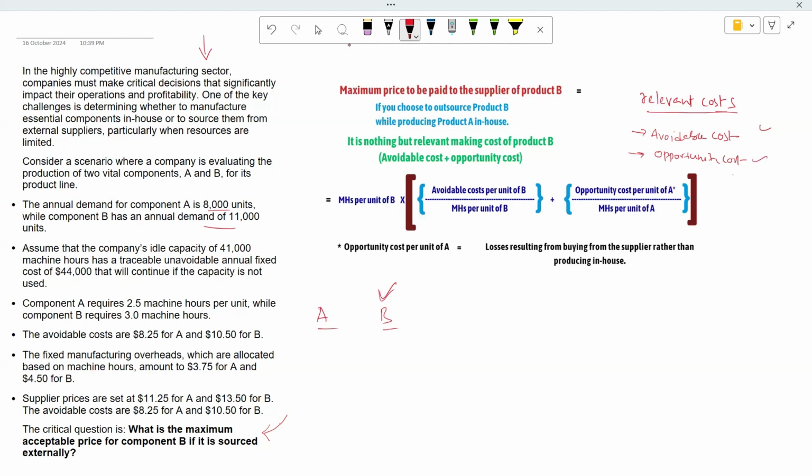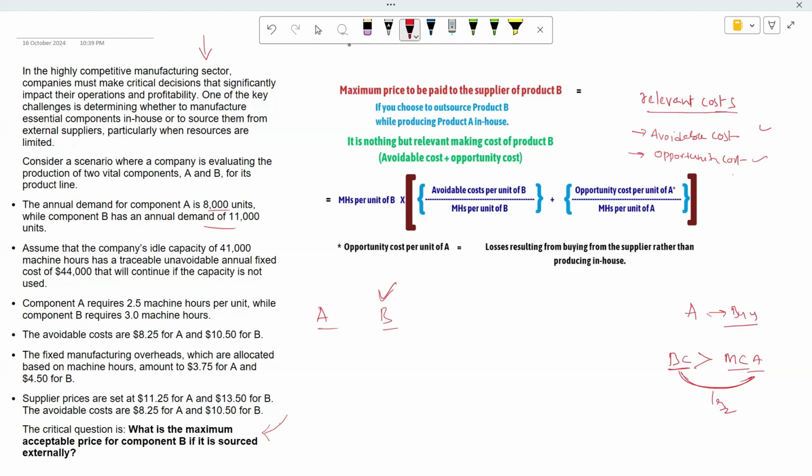Second thing, opportunity cost. By selecting product B manufacturing in-house, because machine hours are limited here, we cannot manufacture product A. If we are not manufacturing product A, we need to buy it from an outside supplier. Buying cost is more than the in-house manufacturing cost for product A. So in this case, we are losing some amount, and that loss is nothing but the opportunity cost. By selecting manufacturing of product B, we cannot manufacture product A. Hence, we are going for an outside supplier, and hence, we are paying more.